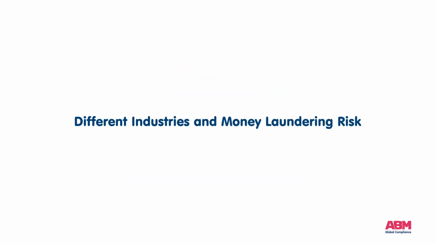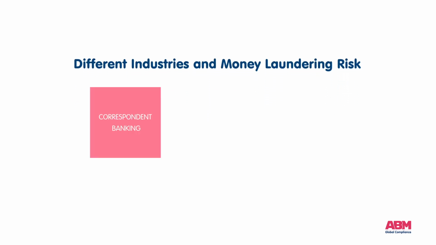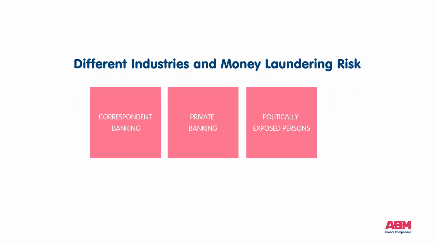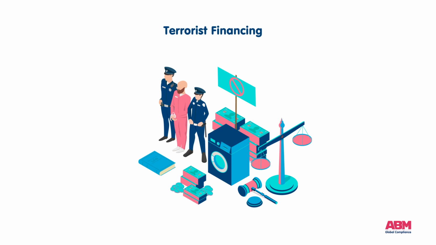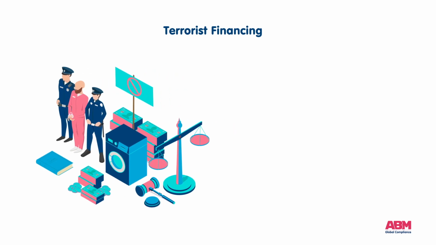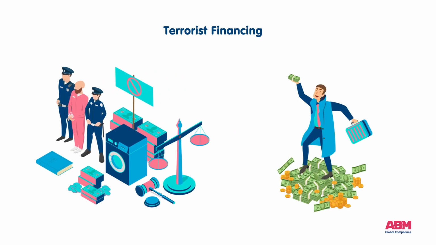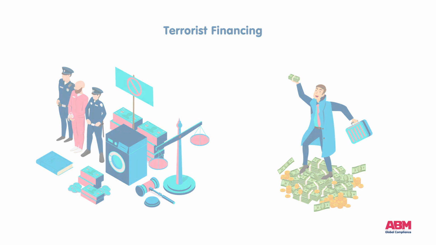Different industries and money laundering risk: correspondent banking, private banking, politically exposed persons. Terrorist financing: the act of soliciting, gathering, or supplying money with the aim that it be used to support terrorist organizations or acts is known as terrorism funding. Money can come from both legitimate and illegal sources.